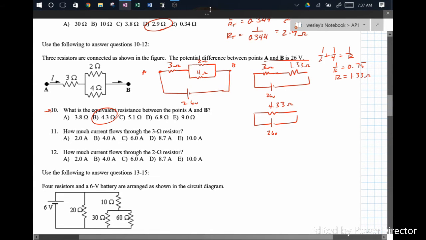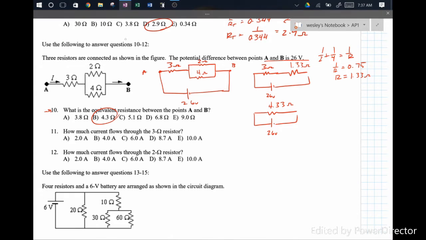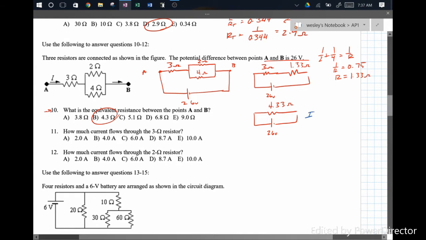Now we get to do some work. So here the total current, I can only do total voltage, I can only do total resistance at one place, and that's where we're looking at everything. So 26 volts divided by 4.3 ohms. That total current comes out to be just about 6 amps. That means I have 6 amps running through that total resistance.